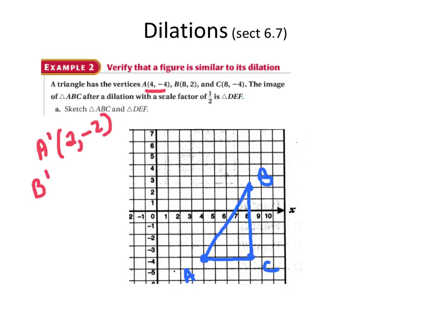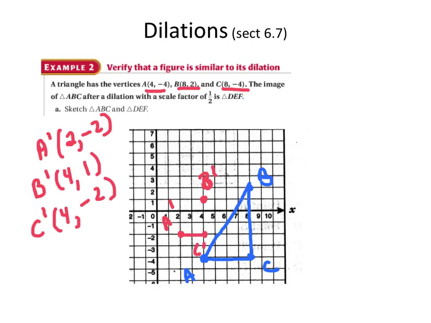My B prime, 8, 2, half of 8 is 4. And half of 2 is 1. My C prime, half of 8 is 4, and half of negative 4 is a negative 2. So now I'm going to plot those points, 2, negative 2. So there's my A prime. B is at 4, 1, so there's my B prime. And C is at 4, negative 2, so there's my C prime.